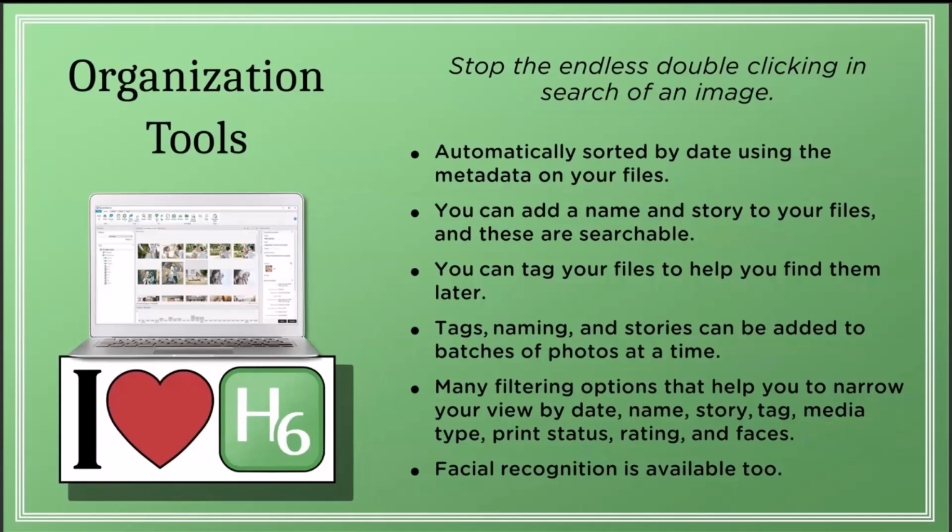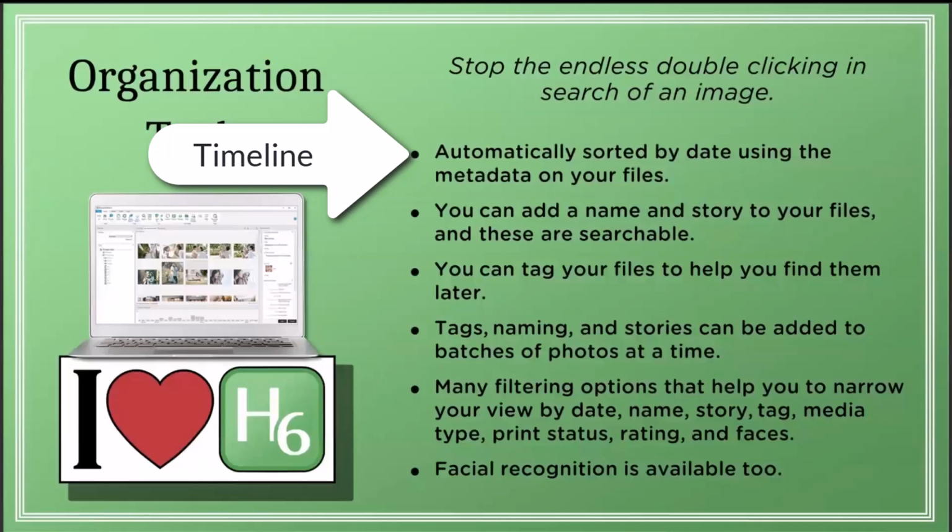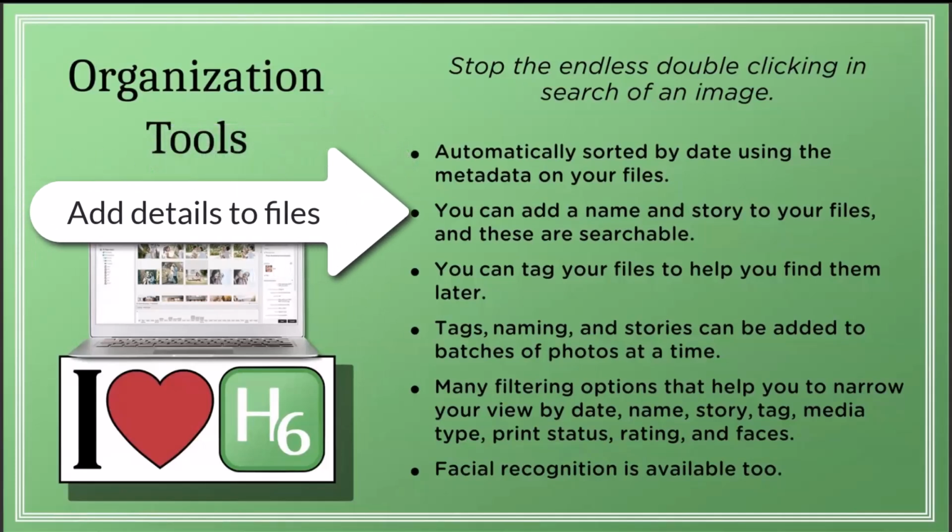When I started using Historian, one of the first things that I loved was the timeline. The timeline is where you can see when you have photos, and you can filter your view by a date, a month, a year. So you can filter down all the photos you have in there, automatically sorted by date using the metadata on your file. So you don't have to create folders by year and month. It's automatically doing that for you on your timeline. Plus, you can add a name to your file and a story, and all of the words in those are searchable. So that's another way to find your items.